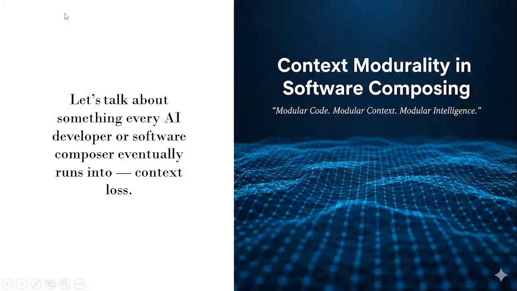Now let's talk about something that every AI developer or software composer eventually runs into. That is context rot. So how does context rot occur? You are in a chat with an AI building a system whereby you're instructing the AI what you want it to do, and then in return it's providing code.